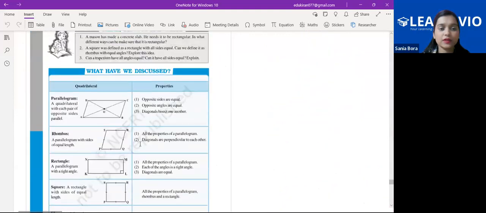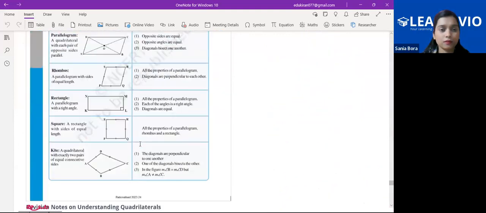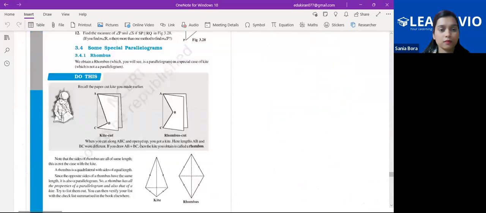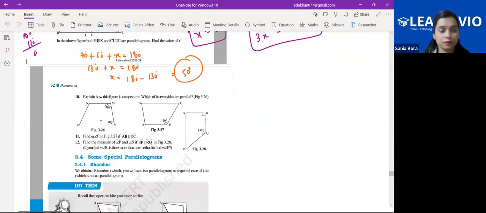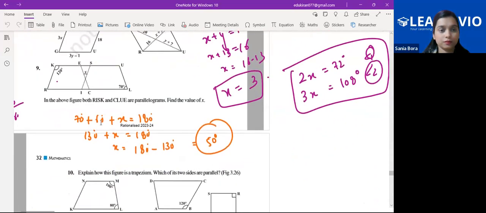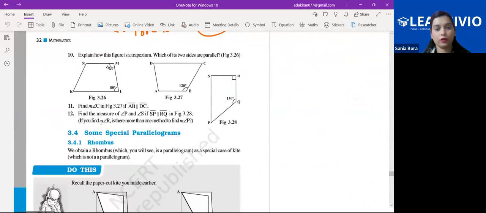Which exercise were we doing? 3.3. Ma'am, we finished the 9th question. We had to start from the 10th. Okay, so now let's start from the 10th question, students. Others will be joining in between, so let's quickly get started.